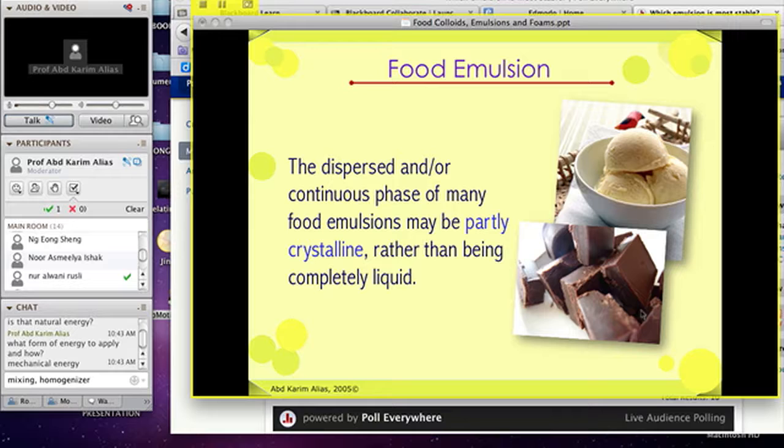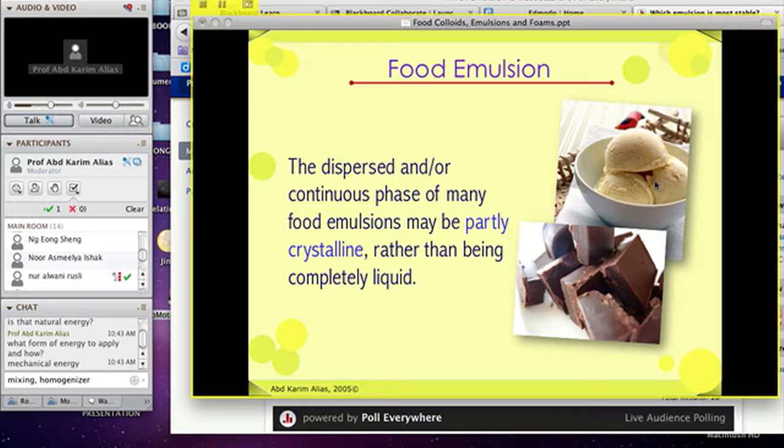In some food, the dispersed phase or the continuous phase, either one of these phases, may be present in partly crystalline form, rather than being completely liquid. For example, we have ice cream here. In ice cream we have fat, which comes from the milk fat, or maybe other fat that we can add into the ice cream.